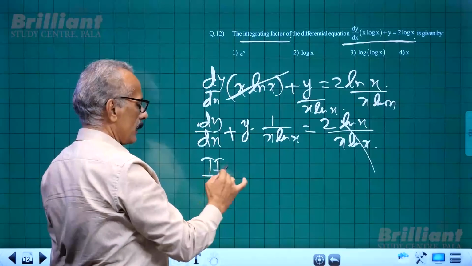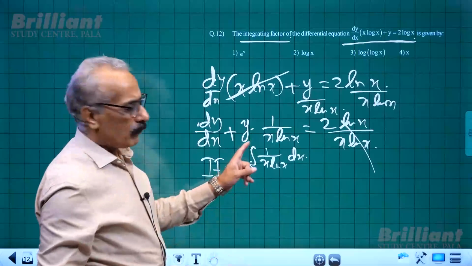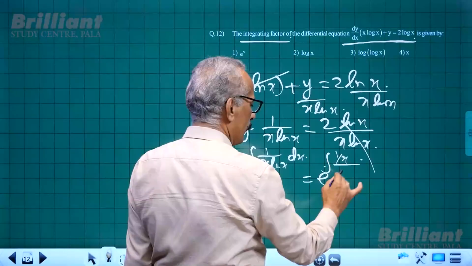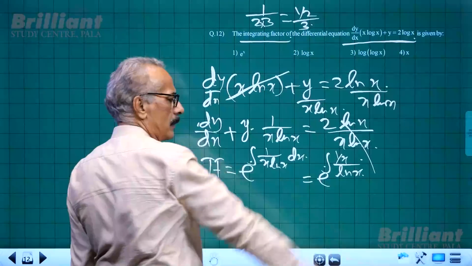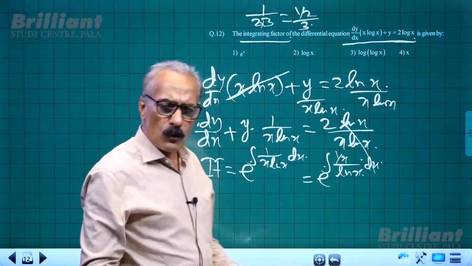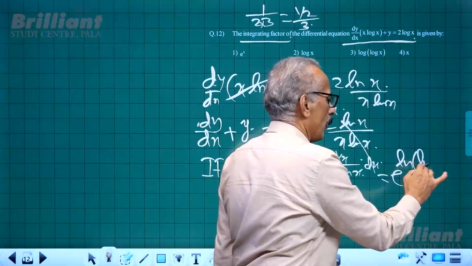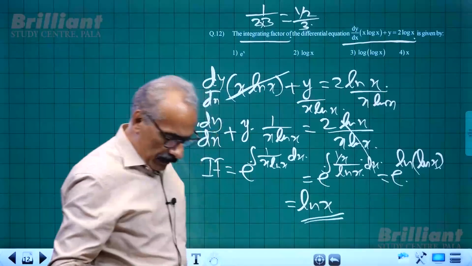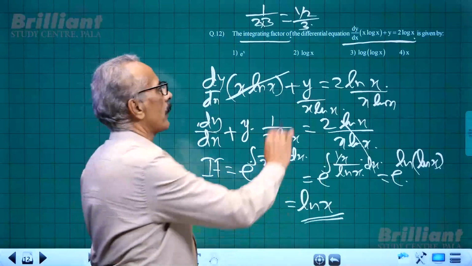What's the integrating factor? That is e to the power integral p dx, 1 by x log x. Now how do you write this one? E to the power integral 1 by x divided by log x. You know, 1 by 2 into 3, you can write it as 1 by 2 divided by 3, isn't it? 1 by x log x, I write it as 1 by x divided by log x. Why do I write so? It's because f dash x by fx. So it will become e to the power logarithm of the denominator, that is log x. E to the power log of log x is log x, since e to the power log f x is f x. So the integrating factor is log x.